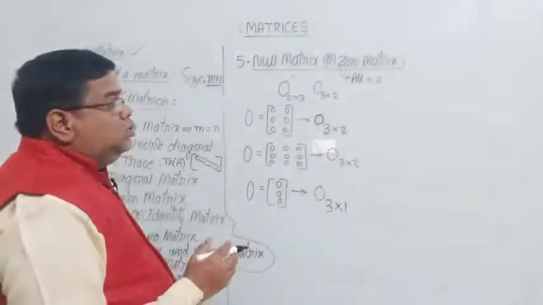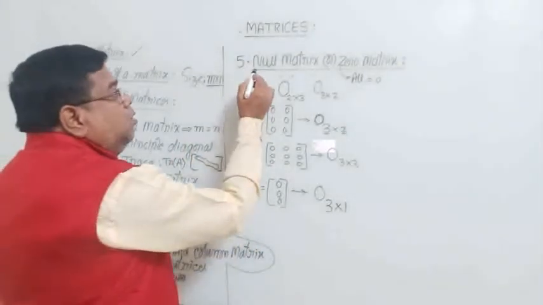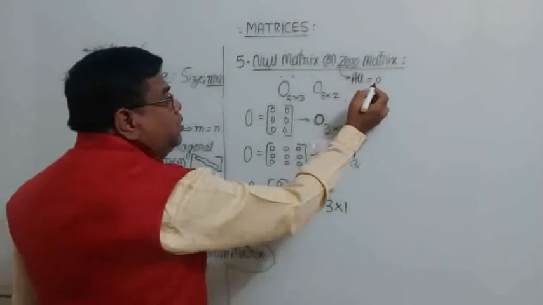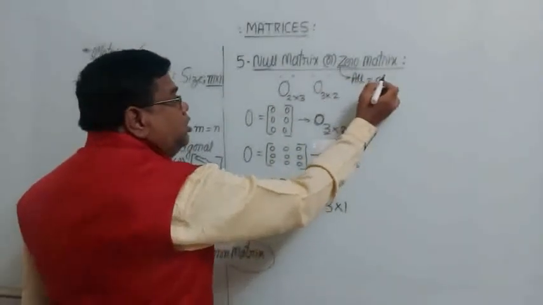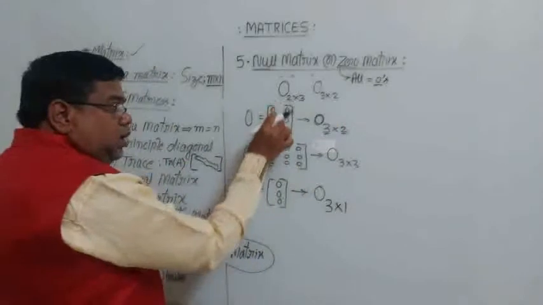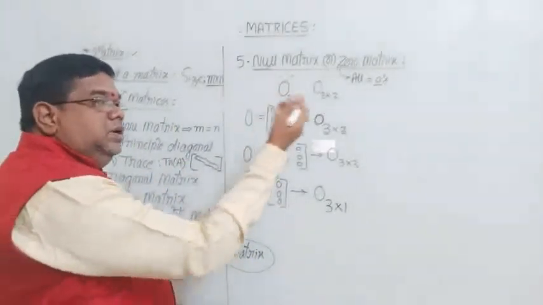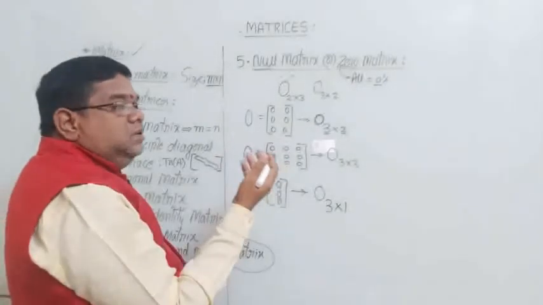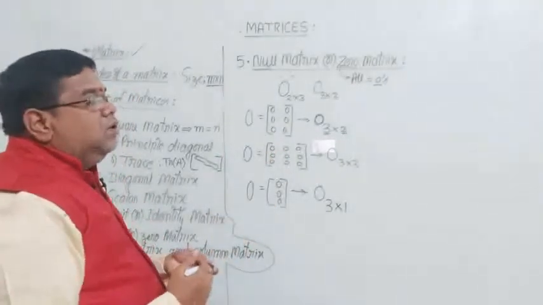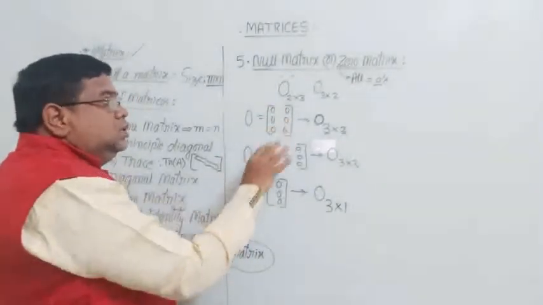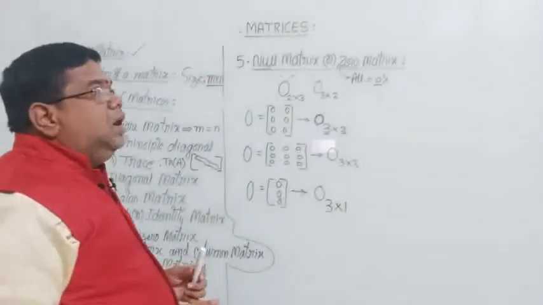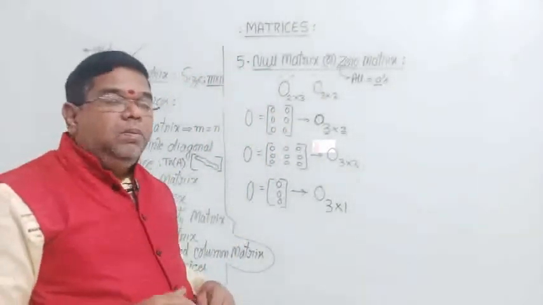Null matrix or zero matrix means null or zero, so you can remember it very easily. All elements are zeros. It may be of any size, and it may or may not be a square matrix. If all elements are zeros, that is called a null matrix or zero matrix.